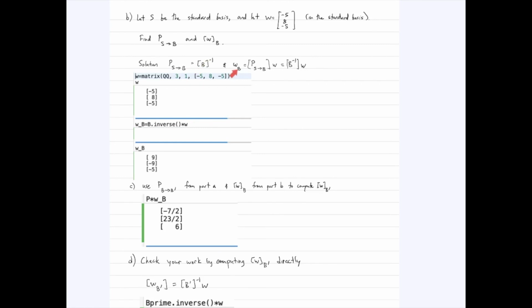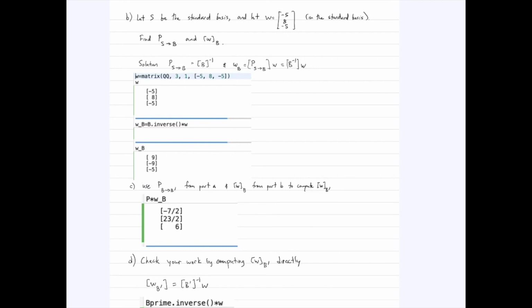And so therefore, the coordinates of W relative to B are given by B inverse times W. And so that's the answer. And let's check that in Sage. So I made this matrix W as a 3 by 1 column vector. And then to find the coordinates of W relative to the basis B, I type B dot inverse, parentheses, and then multiply that vector. So that will compute B inverse, and then multiply that answer by W. And so I get this, which is the answer.